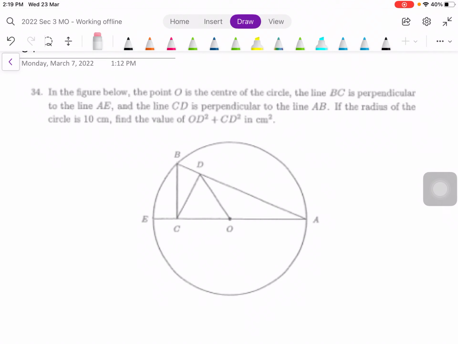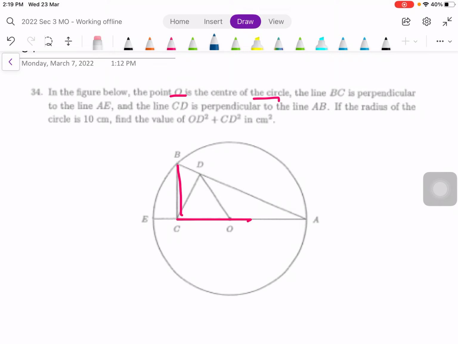Okay, let's look at question 34. In the figure below, the point O is the center of the circle. The line BC is perpendicular to AE. Therefore, BC is perpendicular to AE. All right, and the line CD is perpendicular to AB.